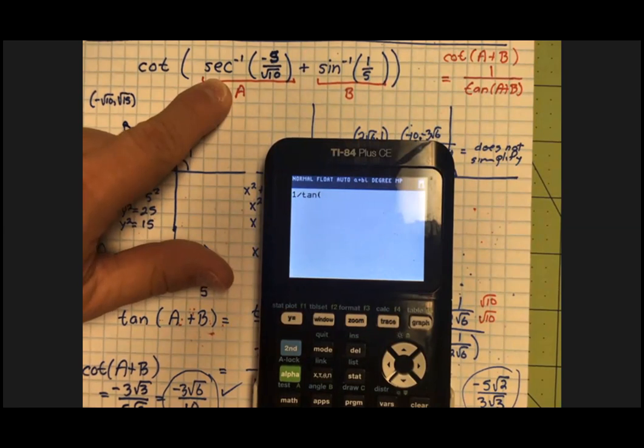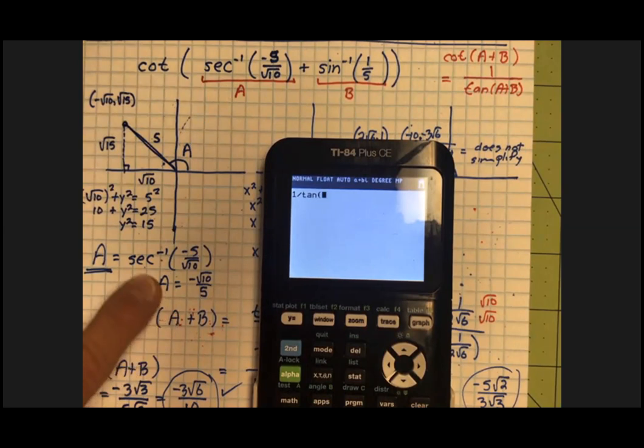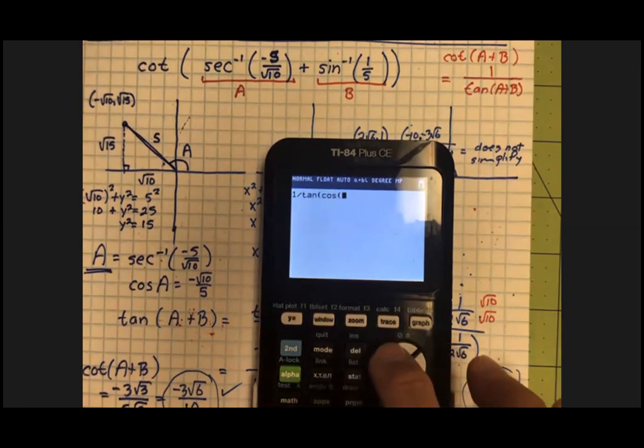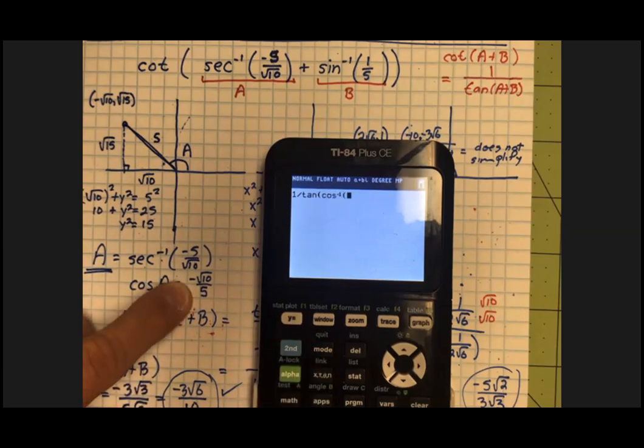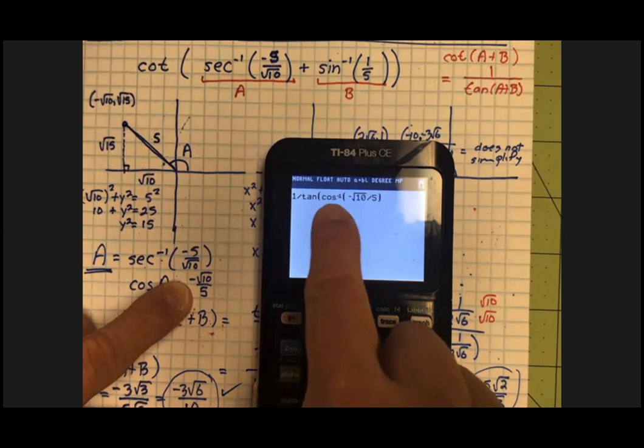Oh shoot, I don't have a secant inverse button. Well, then what do I have to do? I have to use the cosine inverse button. Instead of secant inverse of minus 5 over root 10, I have to type cosine inverse, excuse me, back that up. I have to type cosine inverse of minus root 10 divided by 5. Okay, so that says the same thing as secant inverse of minus 5 over root 10.